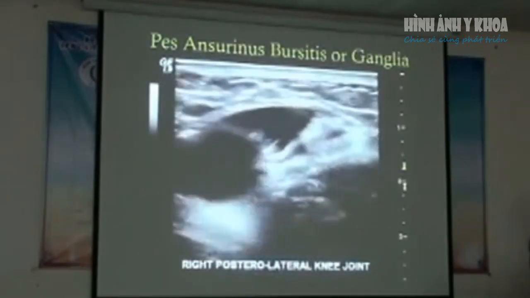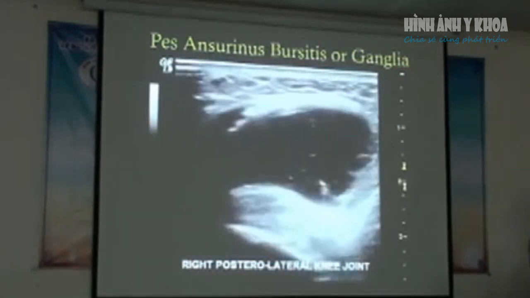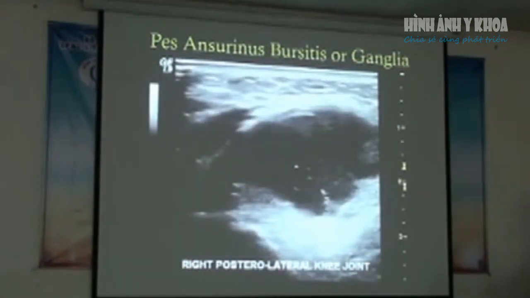This was a patient who presented with a soft tissue mass deep to the pes anserine. And you can see here that there's a large cystic mass. Sorry, the video clip's not working, but you could see that the tendon was flicking over the top when they were bending their knee.